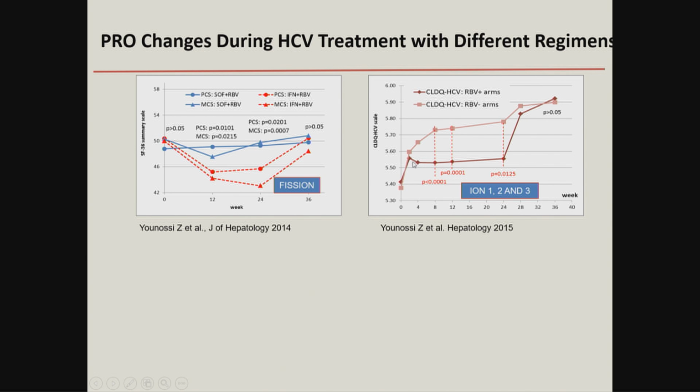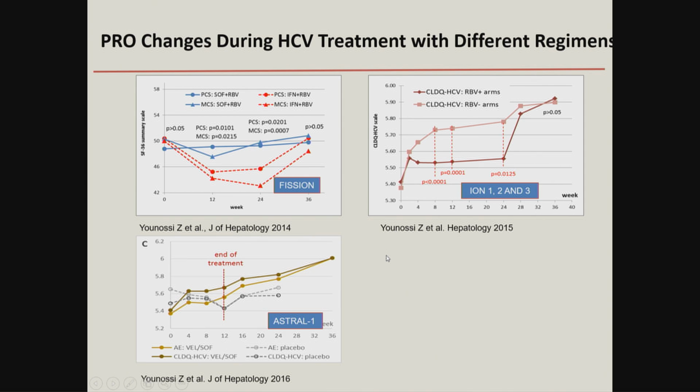there's not a significant change after 2 weeks in terms of PROs. And of course, this is probably related to the use of ribavirin. Once you stop ribavirin, then the quality of life goes up to very similar to the other regimen. And of course, one question is, this was not a blinded study. If you have placebo, what happens to placebo?